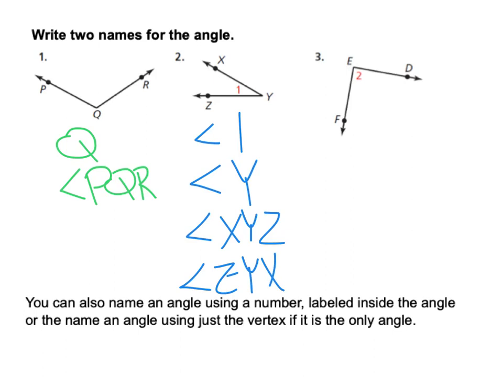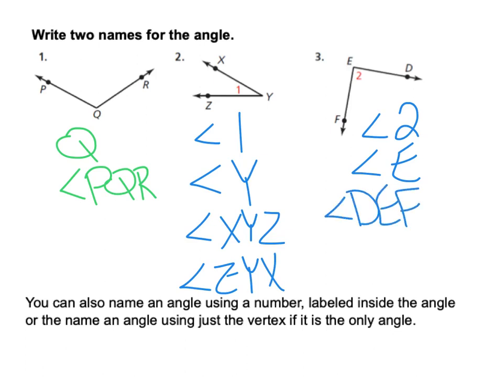And on number 3, it's the same idea as on number 2. You could name it by the number, angle 2. You could name it by just the letter E, because there's only one angle there, angle E. And then you could name it with 3 letters like we have previously, angle DEF or angle FED.